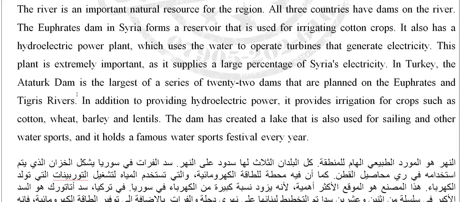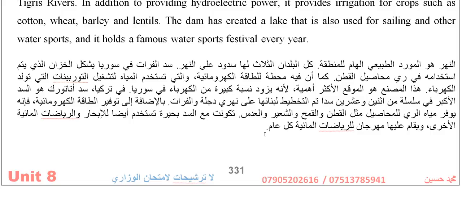In Turkey, the Ataturk Dam is the largest of a series of 22 dams that are planned on the Euphrates and Tigris rivers. In addition to providing hydroelectric power, it provides irrigation for crops such as cotton, wheat, barley, and lentils. The dam has created a lake that is also used for sailing and other water sports, and it holds a famous water sports festival every year.